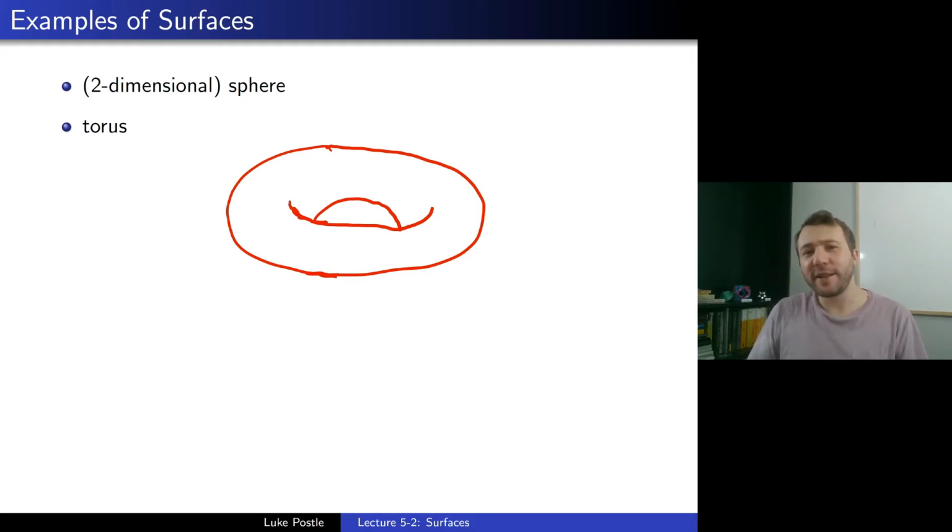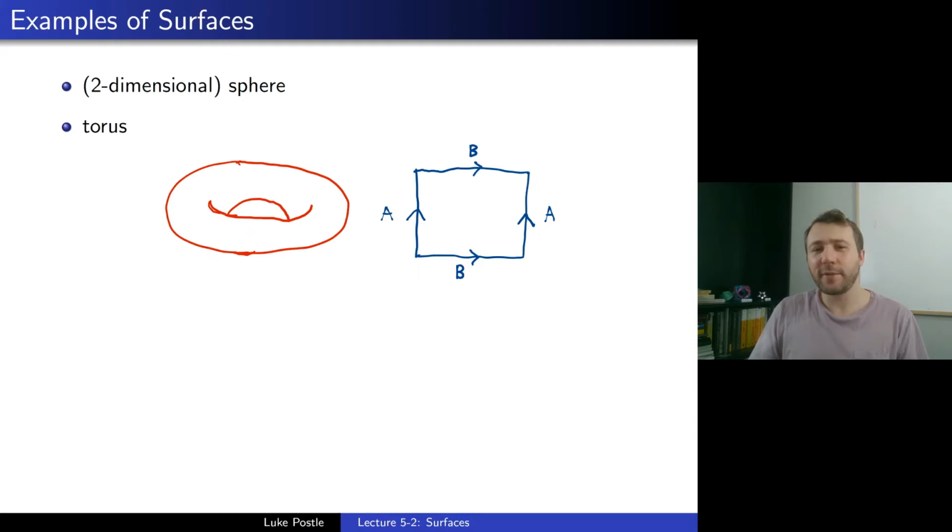I'm going to draw it in a slightly different format, though. So here's another representation of the torus if you haven't seen this before. Here I'm going to take a square and identify the top and bottom as B, and the left and right sides as A. Every point on the left is identified with the point on the right, every point on the bottom is identified with its corresponding point up top. And the corners are all identified.